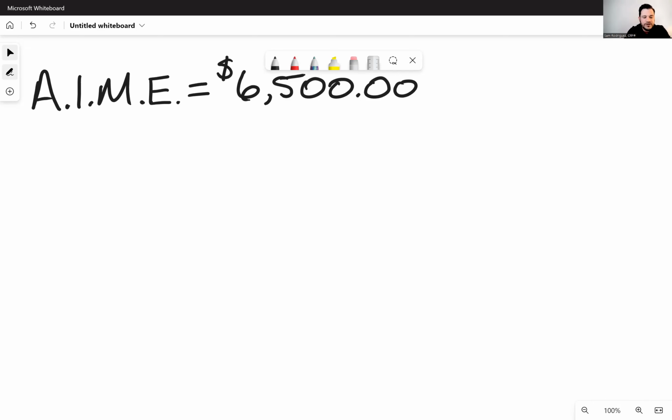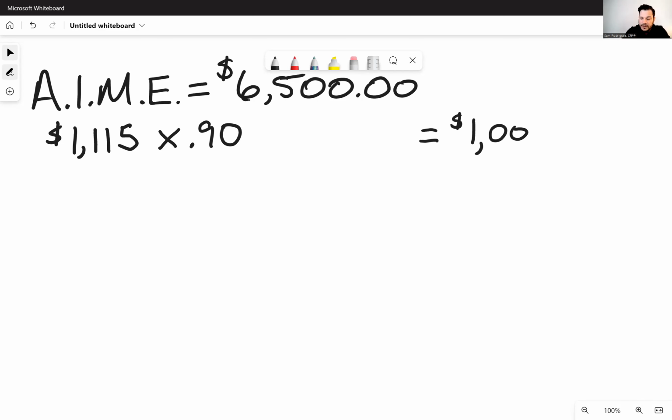So here's how we use those. We're first going to take the first $1,115 of that AIME, and we're going to multiply that number by 90%, or 0.90. That's going to give us $1,003.50. So let's set that to the side for now.